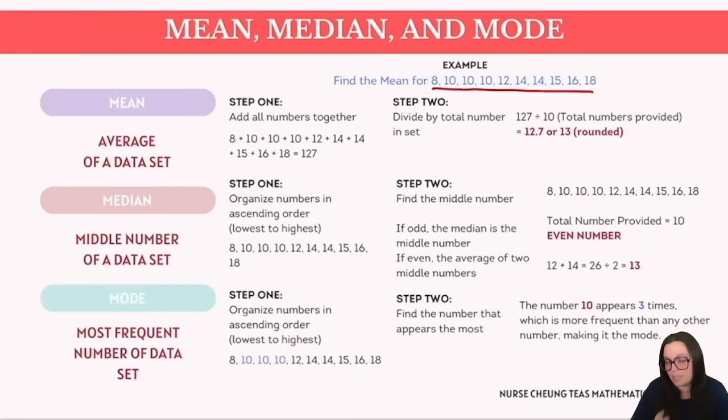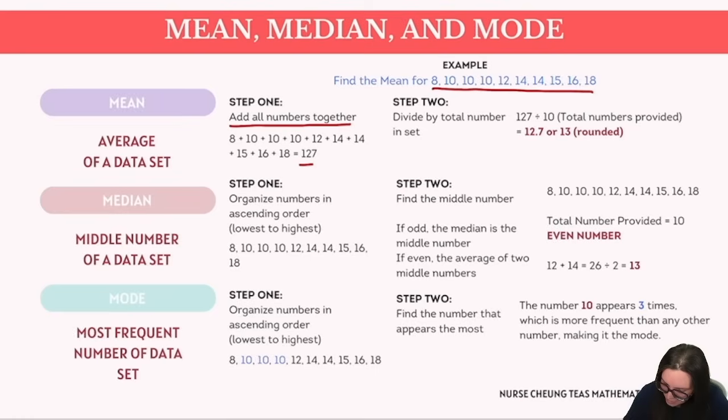Our very first step is to add all of our numbers together. So based on our data set, if we were to add all of these numbers together, we're going to get 127. But we're not done yet. We have another step that's very important. Once we figure out what the overall sum is of all these numbers, we need to divide it by the total numbers that are within our data set.